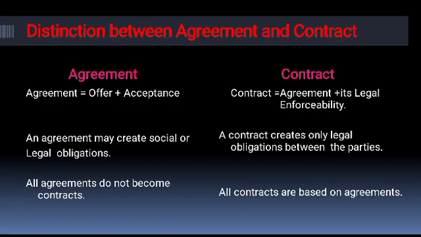And now we have the difference between agreement and contract. Here, an agreement equals offer plus acceptance, but a contract equals agreement plus its legal enforceability. An agreement may create social or legal obligations, but a contract creates only legal obligations between the parties. In an agreement, all agreements do not become contracts, but in a contract, all contracts are based on agreements.